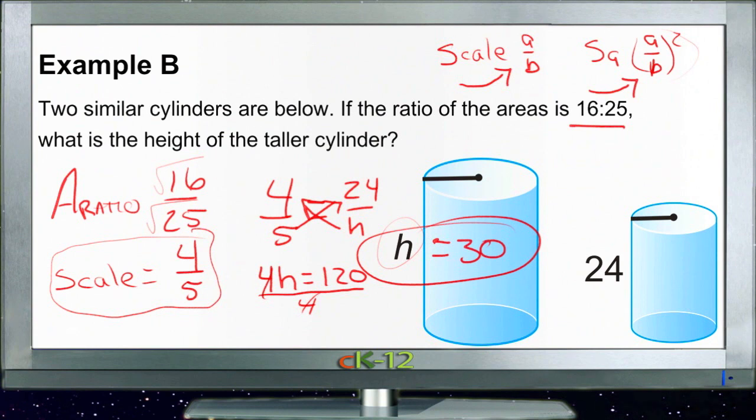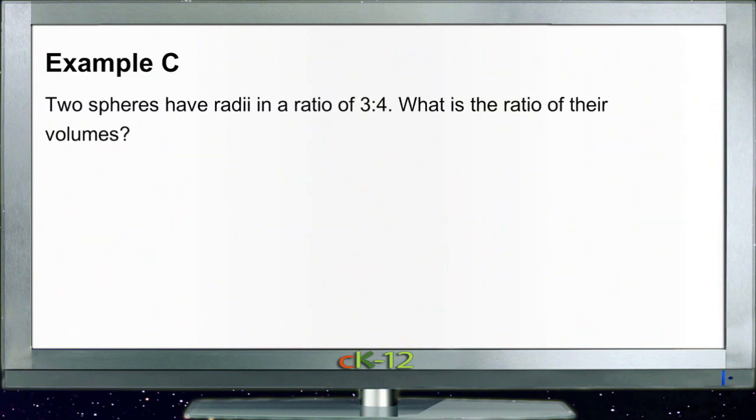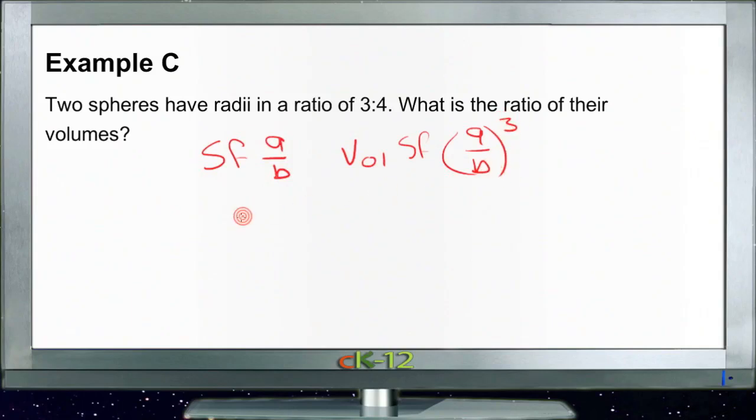Okay, example C. Two spheres have radii in a ratio of 3 to 4. What is the ratio of their volumes? Okay, so this one goes the other way. Remember that our scale factor, if it's A over B, then our volume scale factor would be A over B cubed. So all we need to do is say, okay, if the two spheres have a scale factor of 3 to 4 on a single dimension, then it's 3 over 4. And then we just need to cube that top and bottom to find our volume scale factor, right?